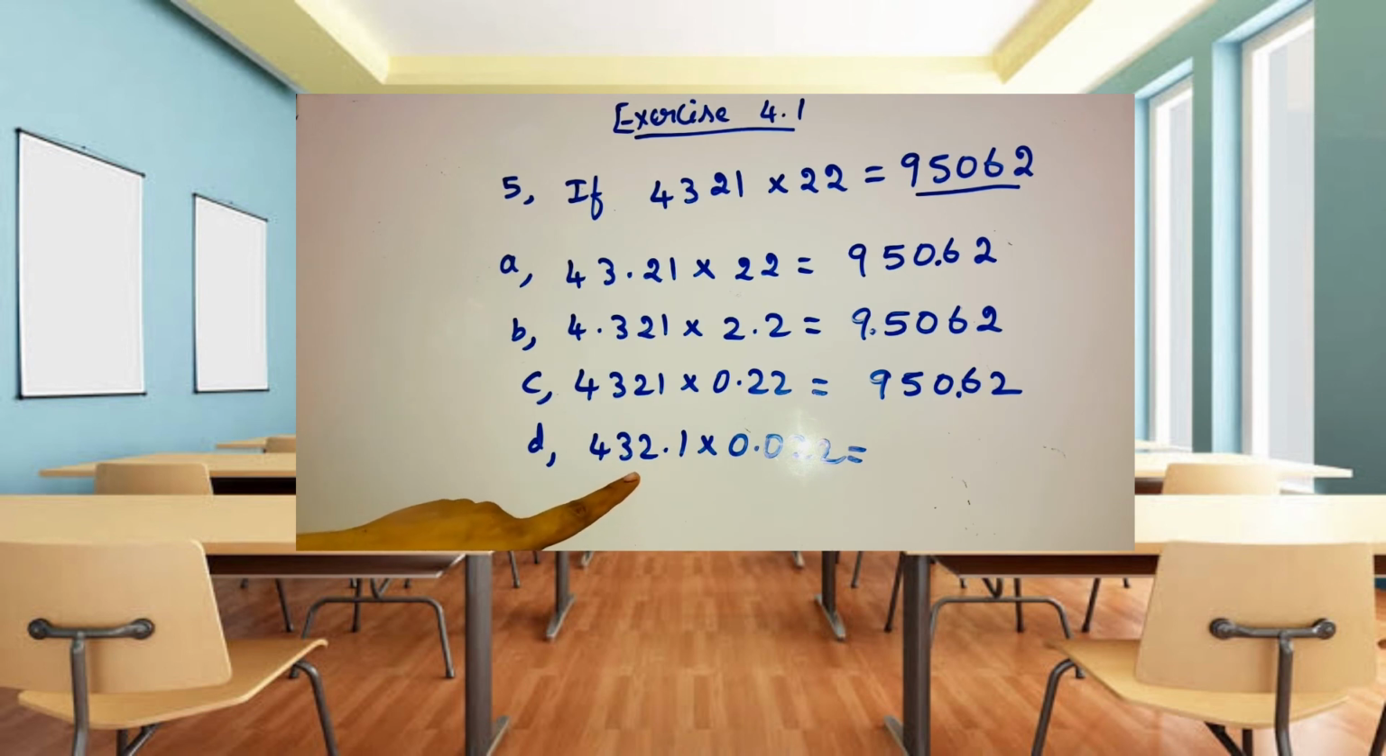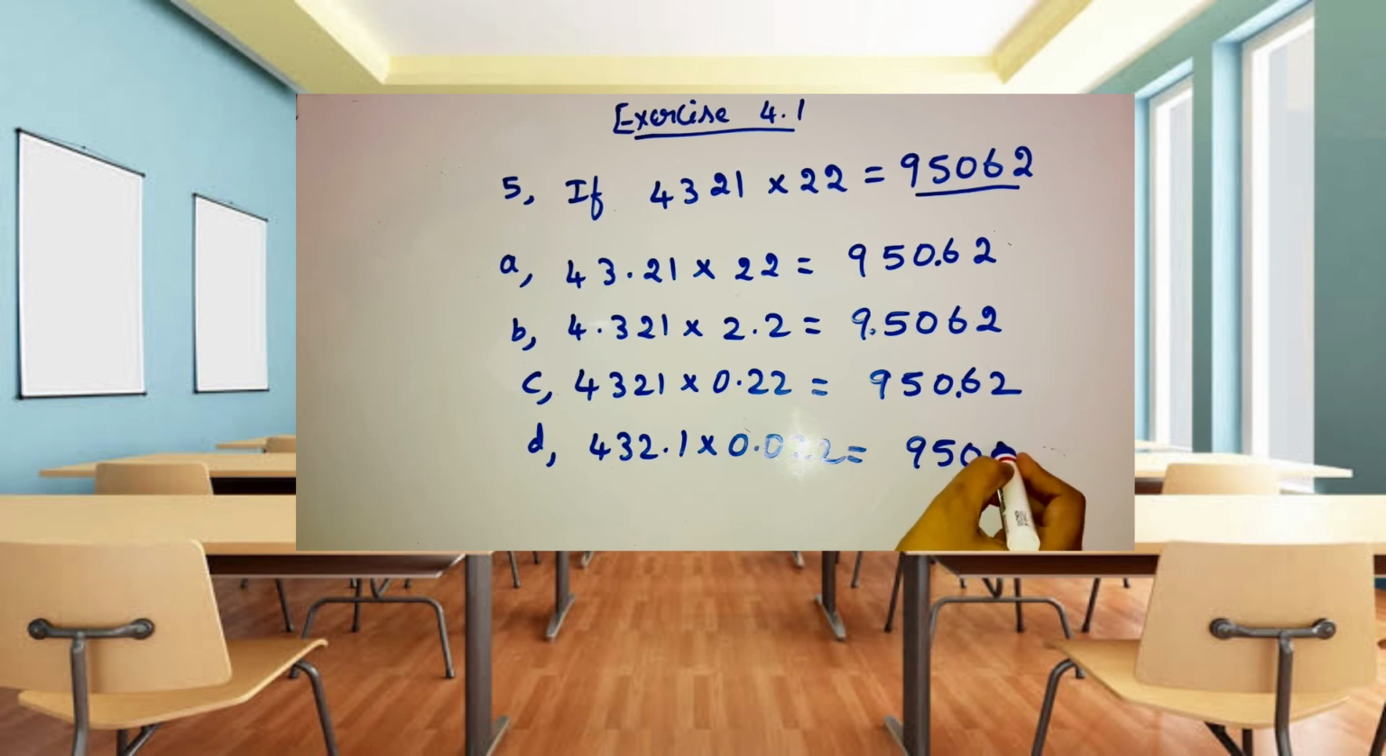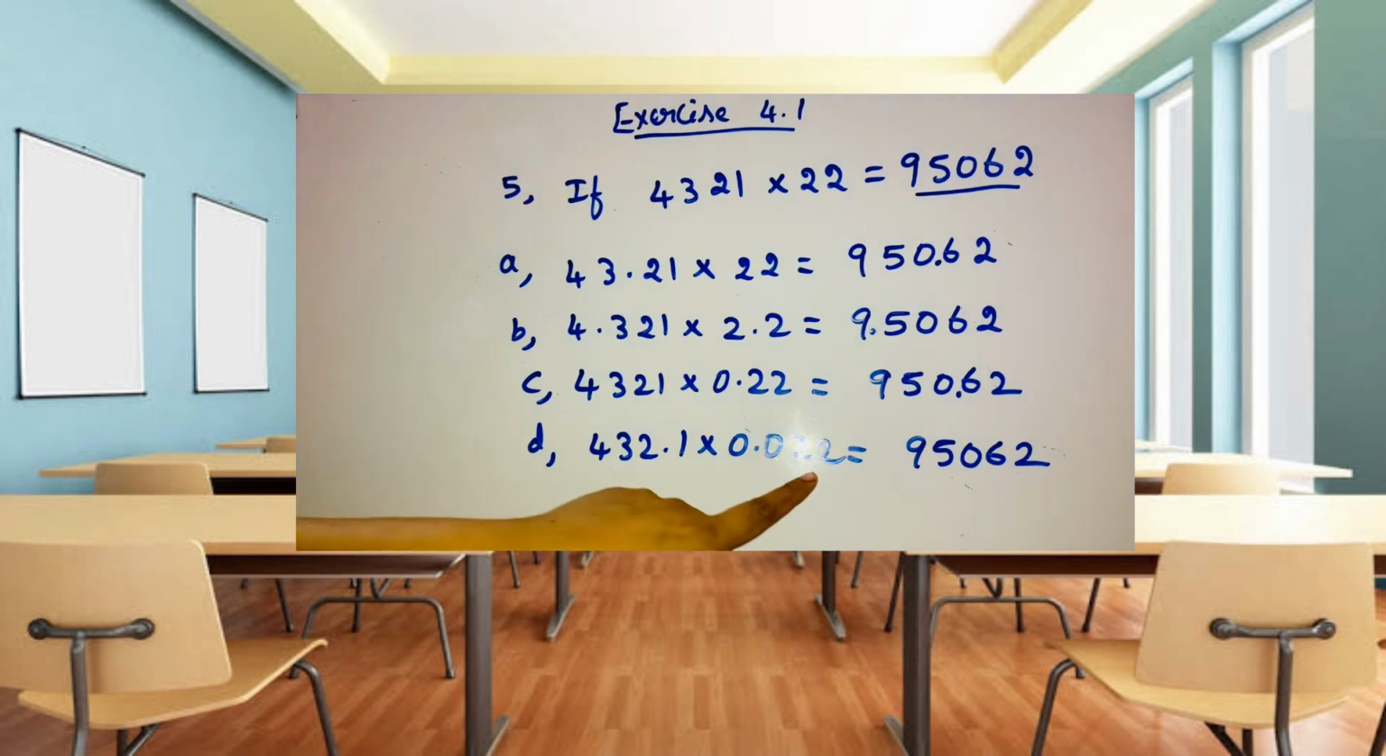Last sum: 4321 into 0.0222. So the answer will be the same, 95062. Now we need to count the digits after the decimal. Here 1, 2, 3, and here 1. So totally 4 digits after the decimal. We need to keep the decimal point after 4 digits, 1, 2, 3, 4. So the answer is 9.5062.